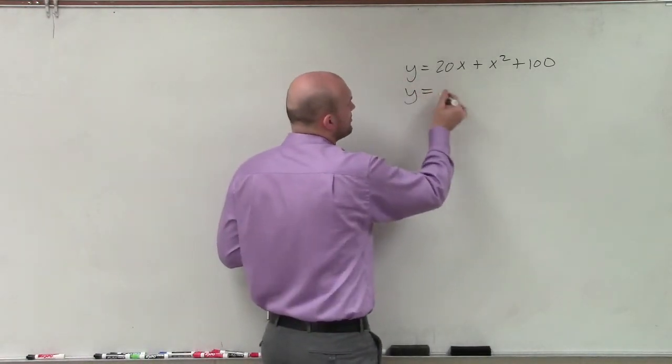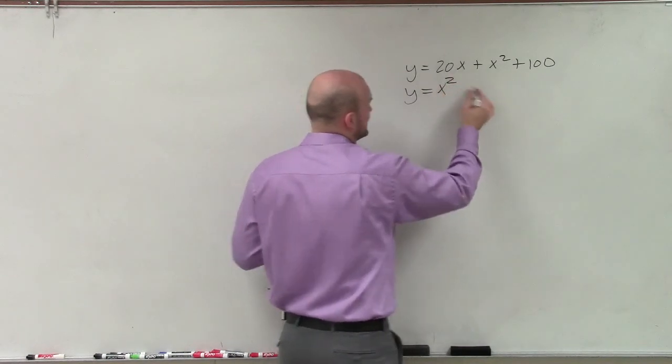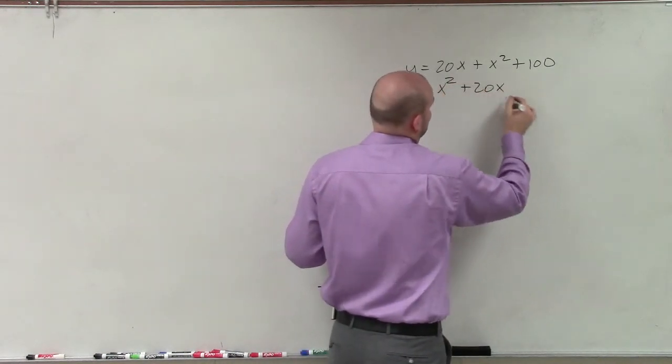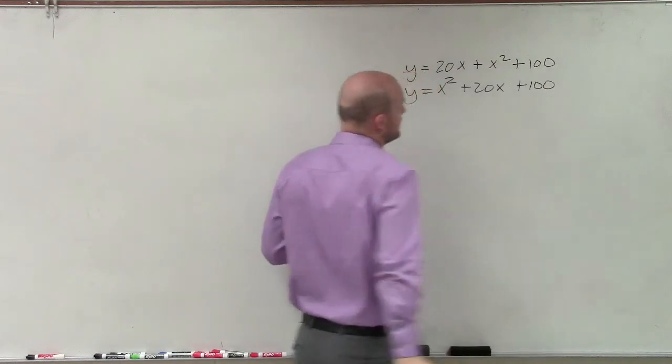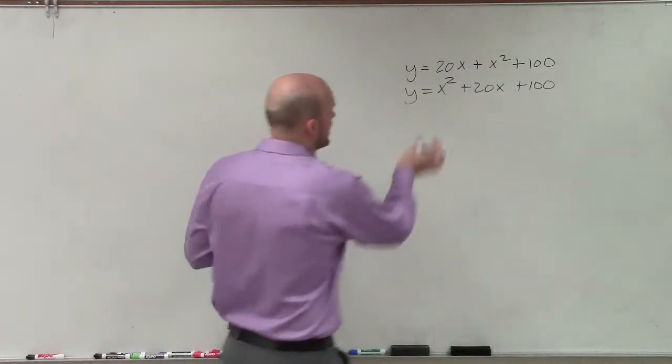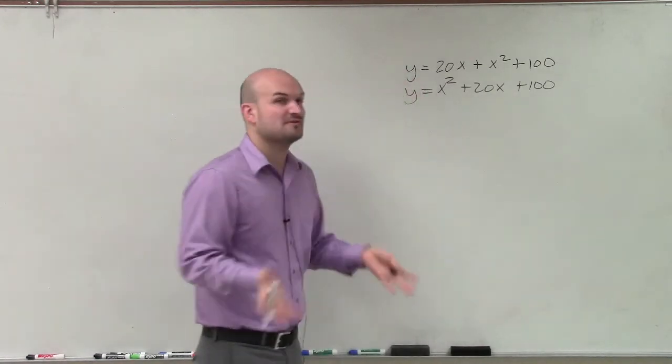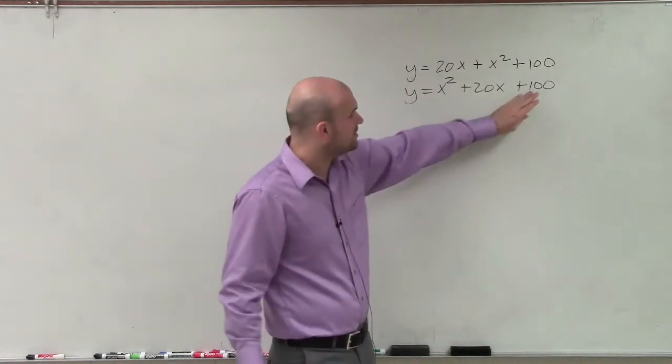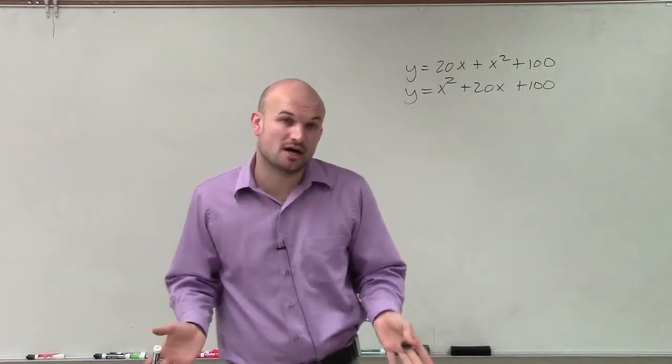So when we're applying our factoring techniques, especially the perfect square trinomials, we want to make sure it's in descending order, so therefore we can verify that our first term and our last term are perfect square numbers, which in this case we do have an x squared, and here we have 100. Those are both square numbers.